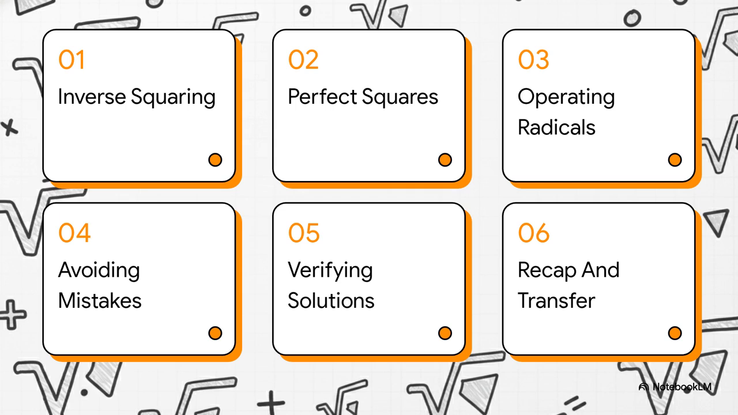Here's our roadmap for today. First, the inverse of squaring. Second, factoring out perfect squares. Third, operating with radical expressions. Fourth, avoiding those common radical mistakes. Fifth, verifying solutions by squaring. And finally, number 6, a quick recap and transfer.